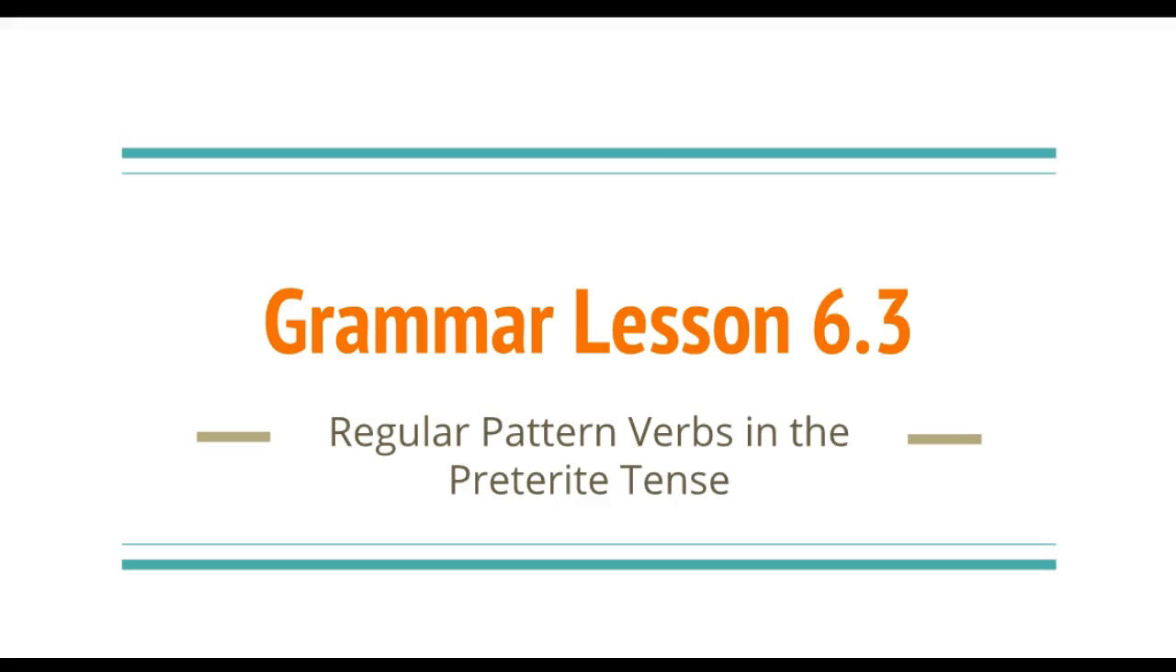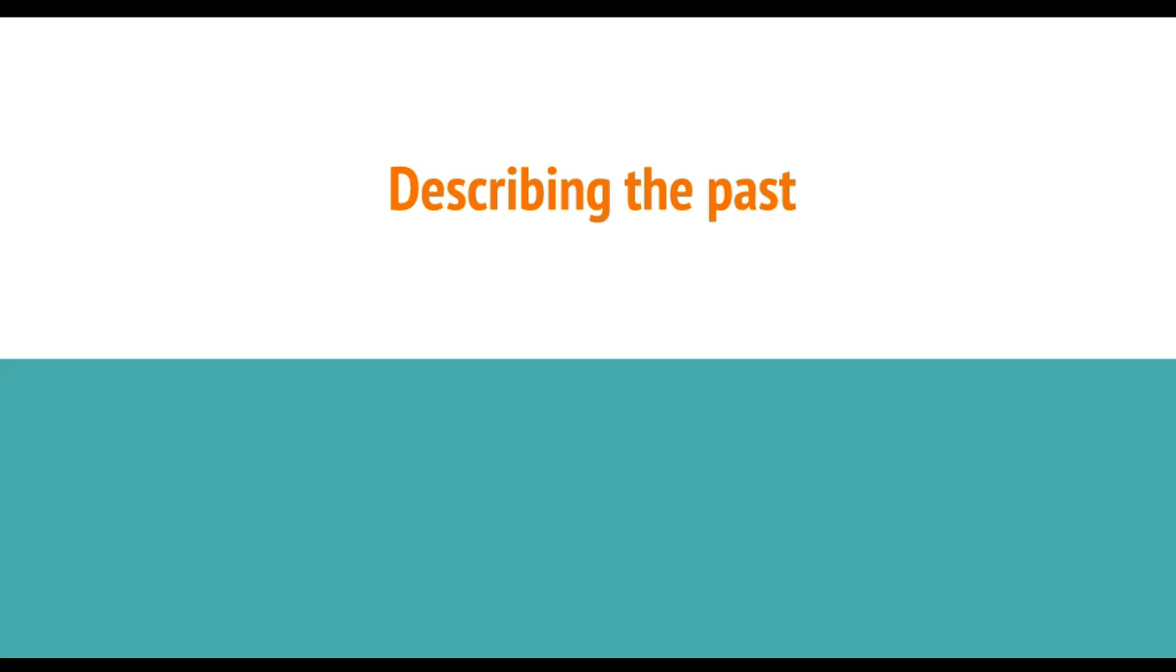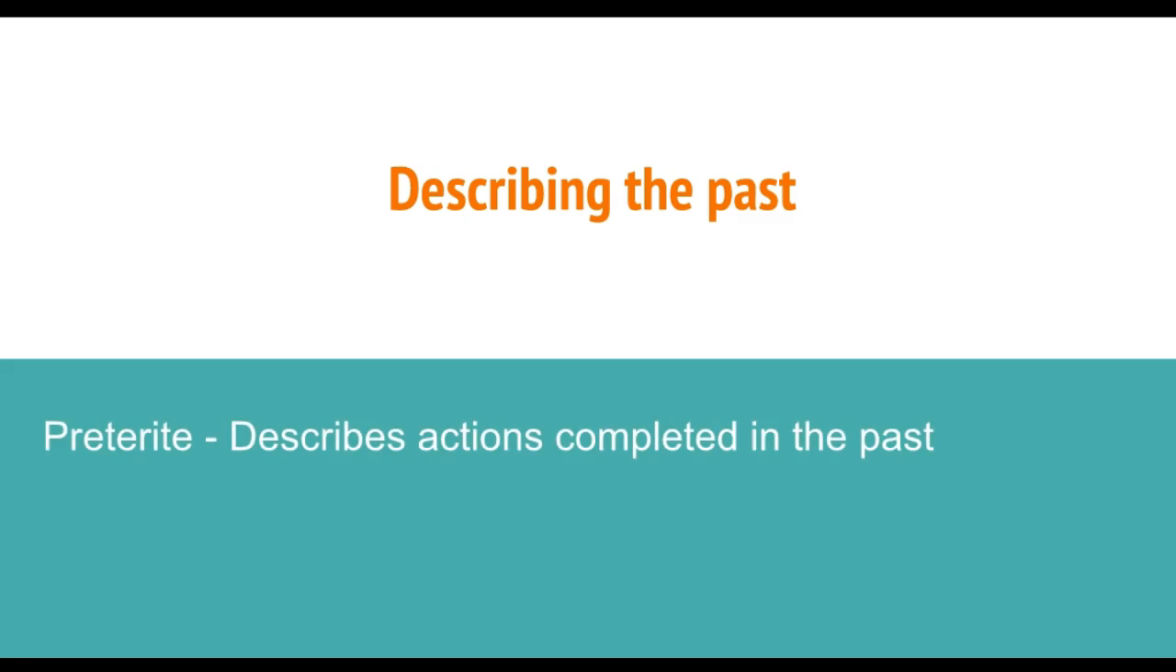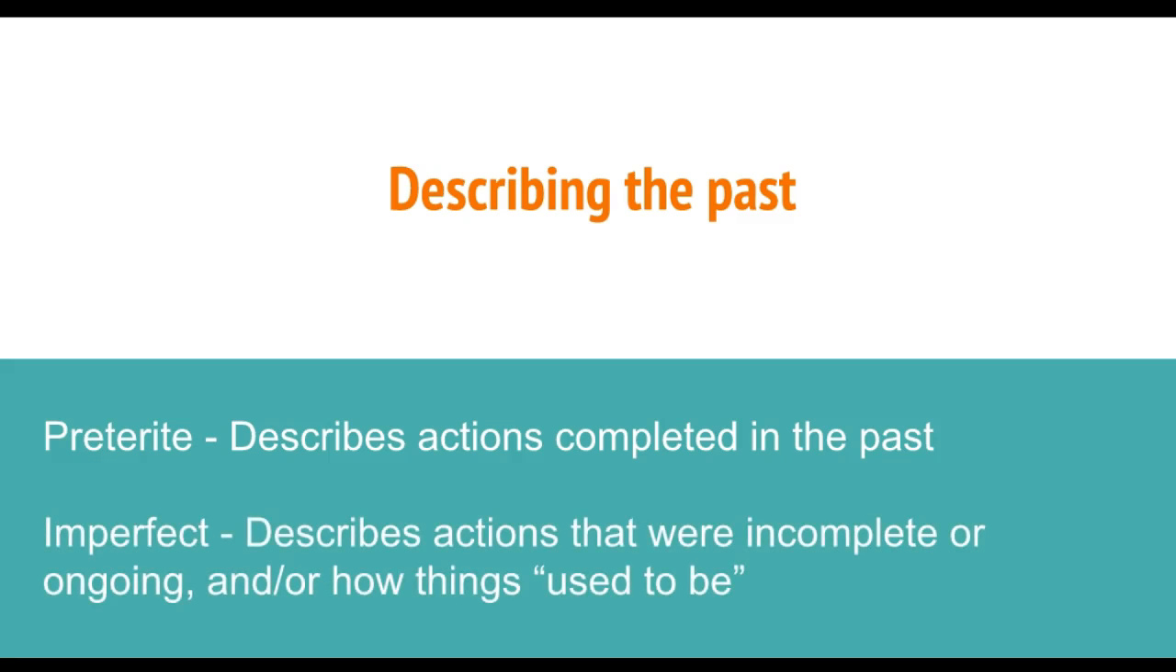Grammar Lesson 6.3: Regular Pattern Verbs in the Preterite Tense. When you're describing the past in Spanish, there are two separate tenses that we use. The first is called the preterite tense. This is used to describe an action that was completed in the past. It was a one-time thing, it's over and it's done with. The other tense we use is the imperfect tense.